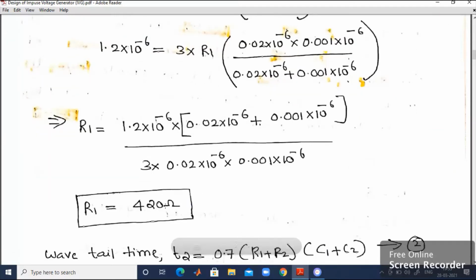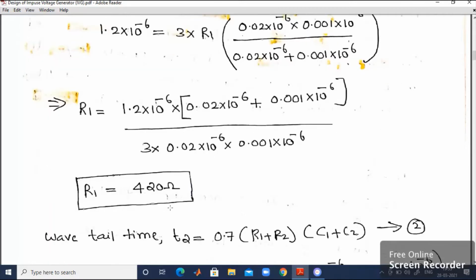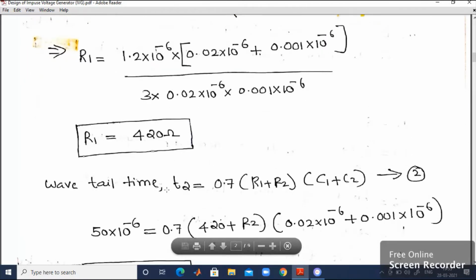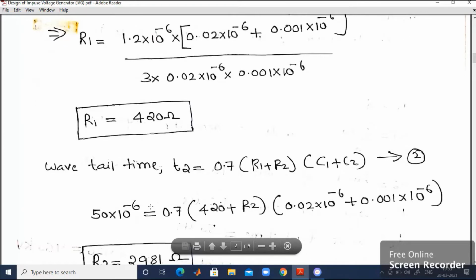Better you can go for a standard value of resistor. I don't think 420 ohm is directly available in the market. You can go for the standard value. Similarly, you can go for the wavetail time. Use the equation 0.7 into R1 plus R2 into C1 plus C2. 0.7 means 70%.